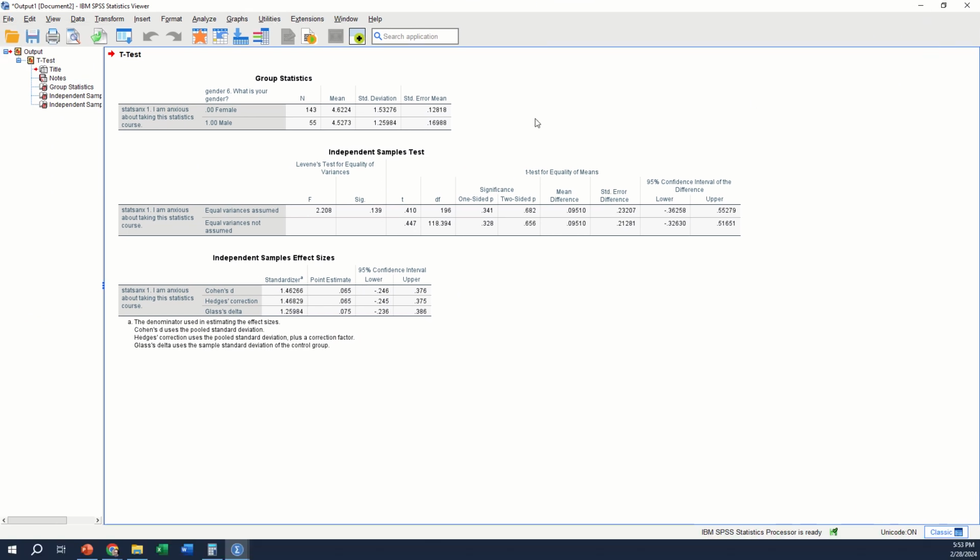And this is the exact output that we saw in class. So we can go through here. When we see in the group statistics box, we have the little n's. The big N here should be a little n, technically. So we have 143 self-identified women, and then 55 self-identified men. And we see the mean for women, 4.62, men, 4.53.